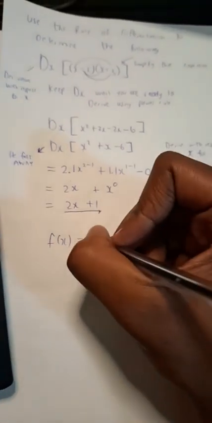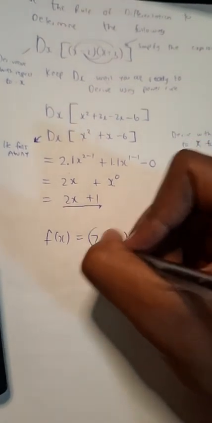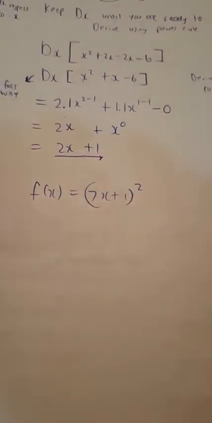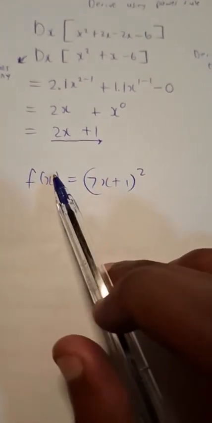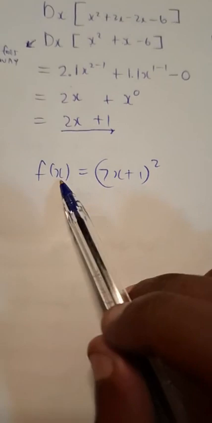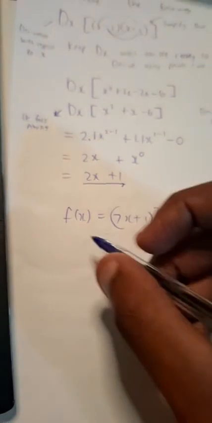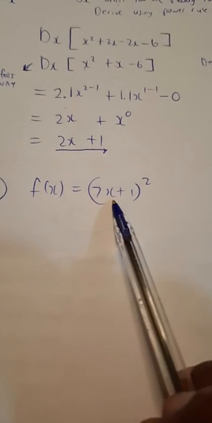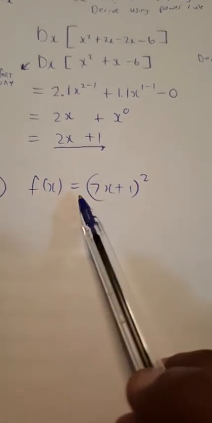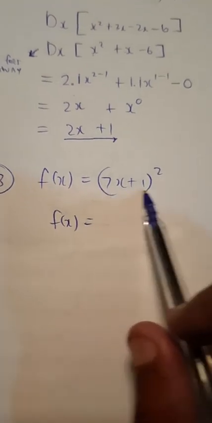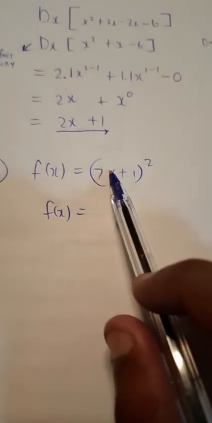Maybe someone else is asking, what if I am given f of x is equal to 7x plus 1, the whole thing squared, and then they ask to find the derivative using differentiation rules? This is obviously another situation where you are given f of x. Because remember f of x stands for y, you just need to simplify this first.